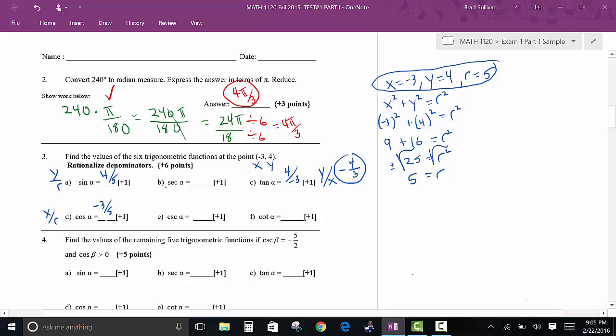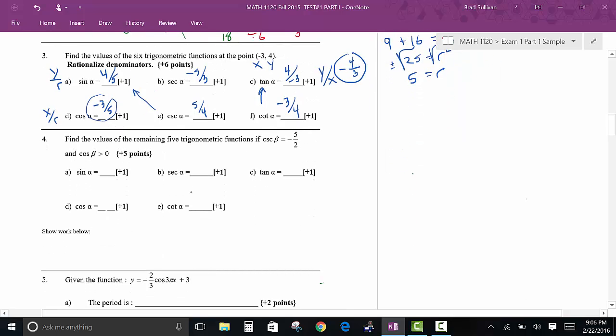Okay, the secant is the reciprocal of the cosine. So that thing becomes negative 5/3. The cosecant is the reciprocal of the sine, so that becomes 5/4. And the cotangent's reciprocal of tangent, so that becomes negative 3/4. Okay? Guaranteed problem. Just I give you any point. Your job is to find the value of the 6 trig functions. That's a standard good way to test students on whether they know their definitions or not, as is number 4.